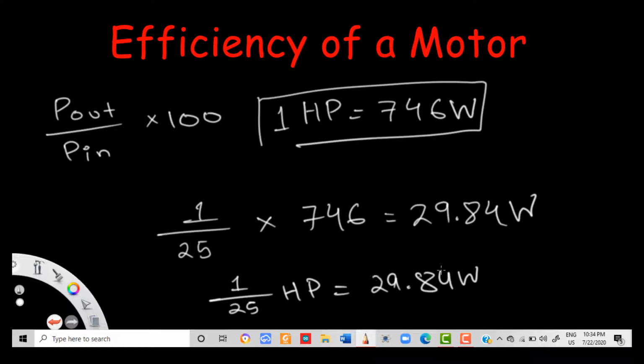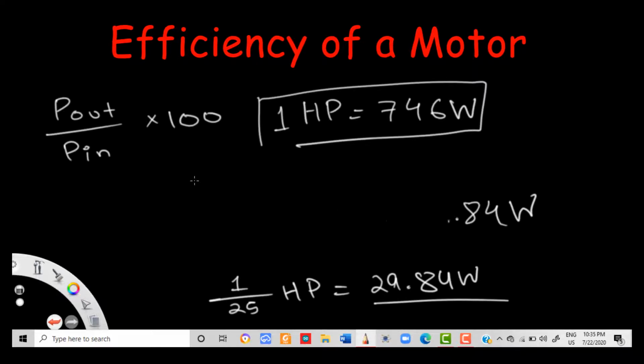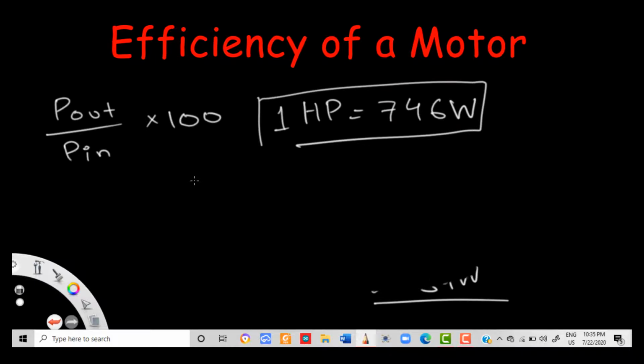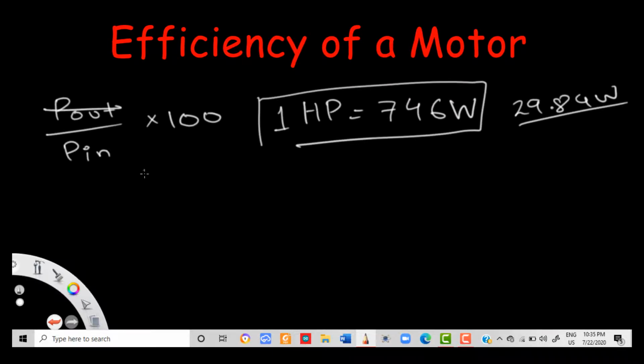Now that we know how to find out the power output, okay, so if you have the horsepower, then you can find out the output power. Now what we need to find out is the power input, which is usually always labeled on the motor itself. Okay, let's keep this 29.84 watts in mind. We know that is the power output, so this one crosses out. We need the power input.